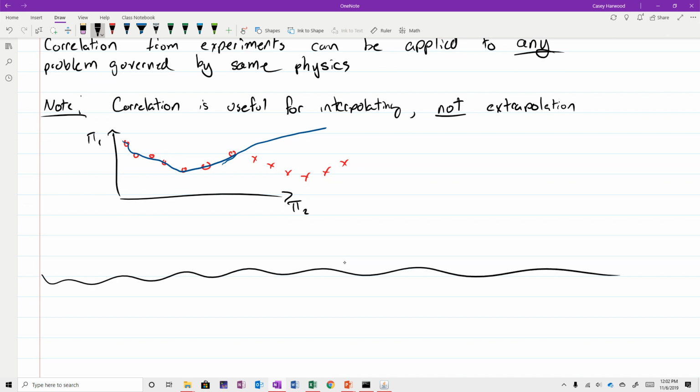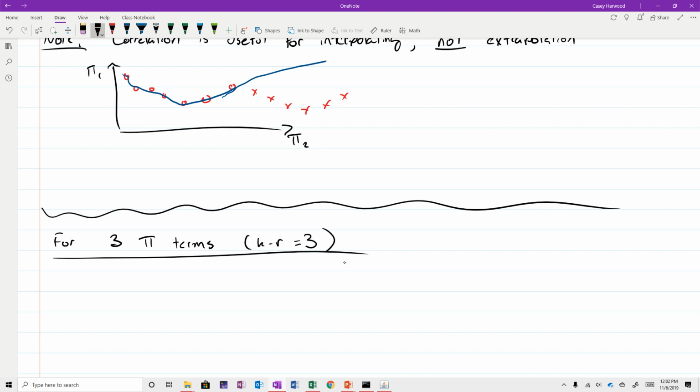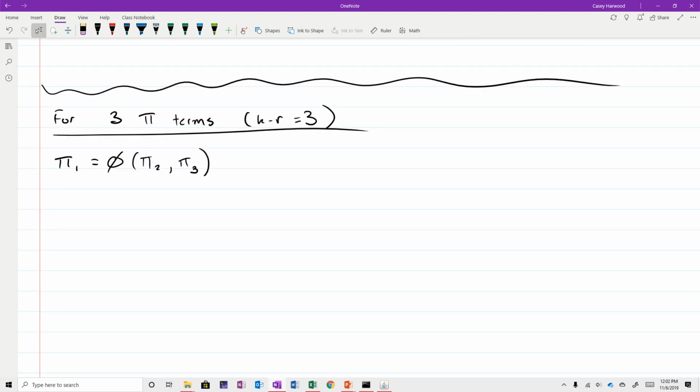So that's when you have two pi terms. Things get a little bit tougher when you have three pi terms. Okay. So pi 1, some functional relationship, pi 2, and pi 3. For a problem like this, if we were to go out and do experiments, we can collect data, but what it's going to give us is basically a three-dimensional surface.